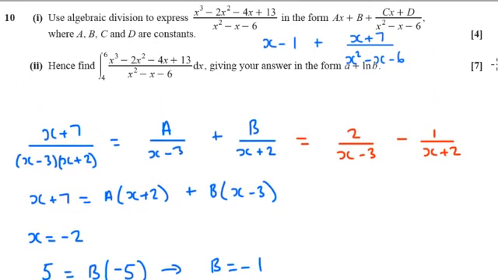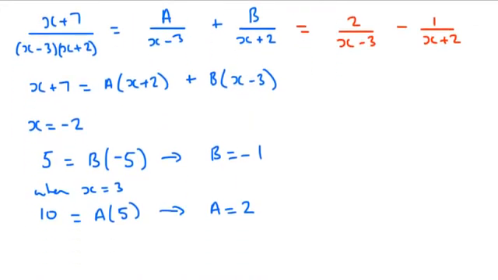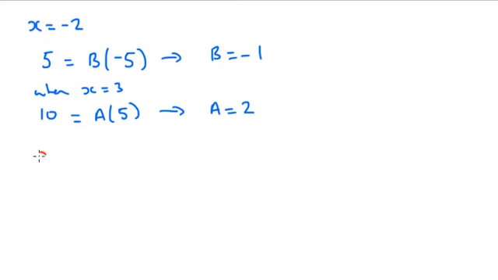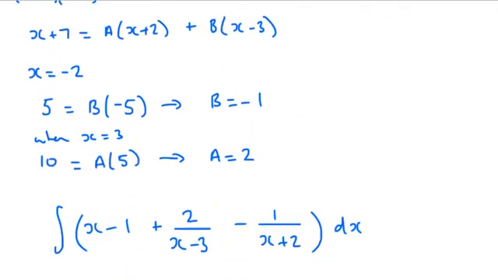So when we start integrating, we're now not going to integrate what we've got written here, we're actually going to integrate this. So the integral is going to be x take 1 plus 2 over x take 3 minus 1 over x plus 2. We can integrate each of those terms. The limits are 6 and 4.